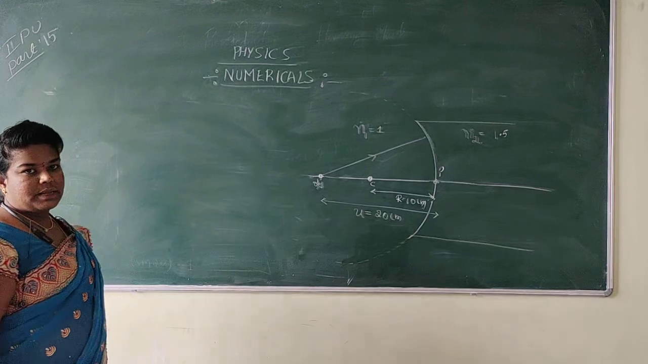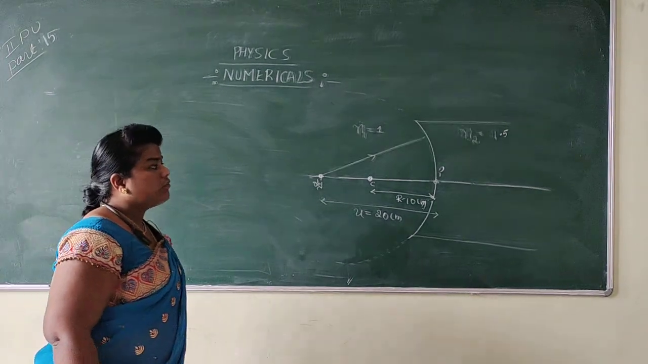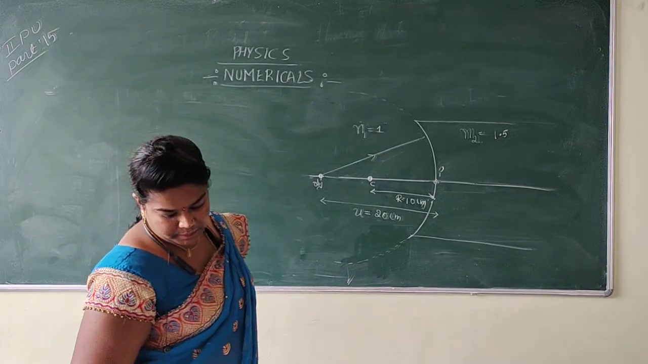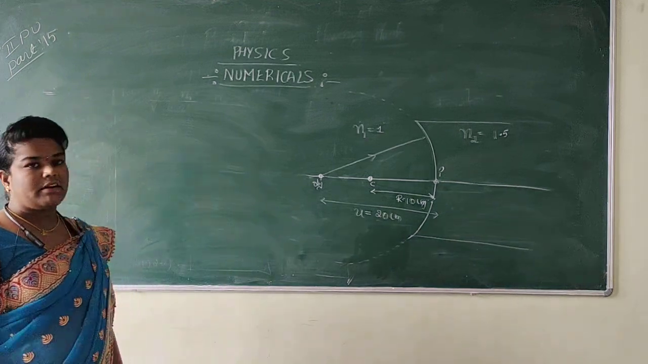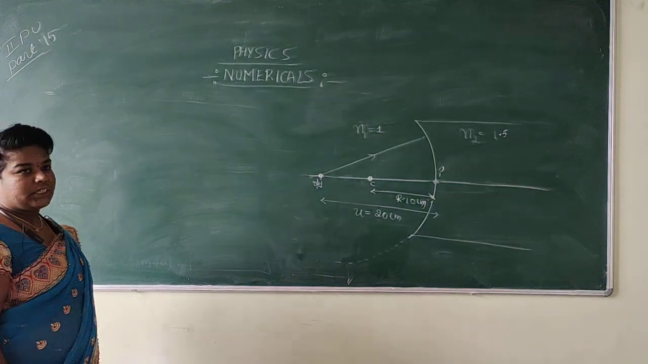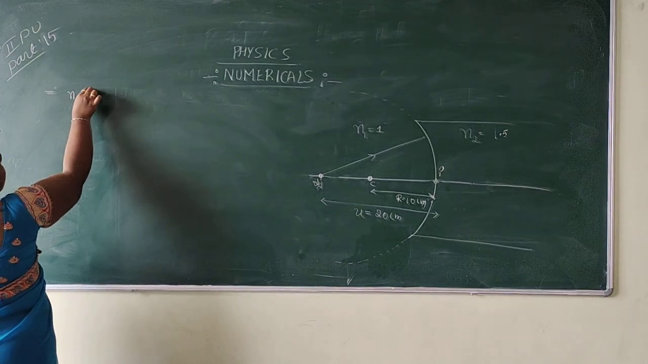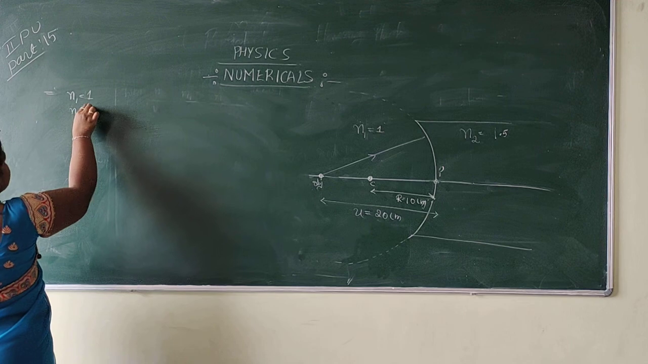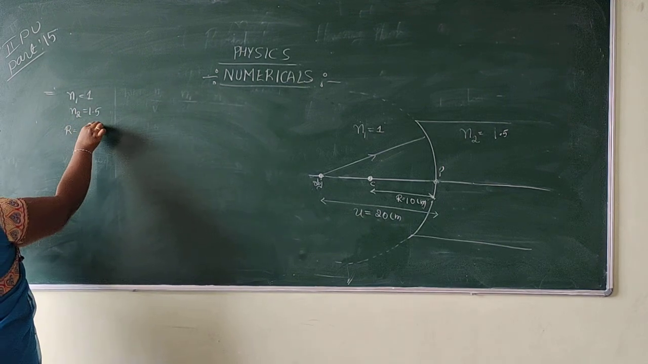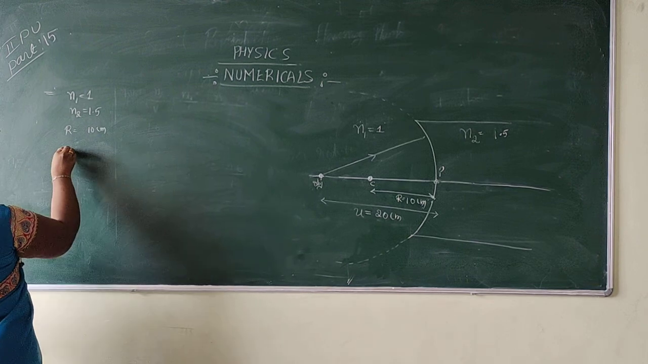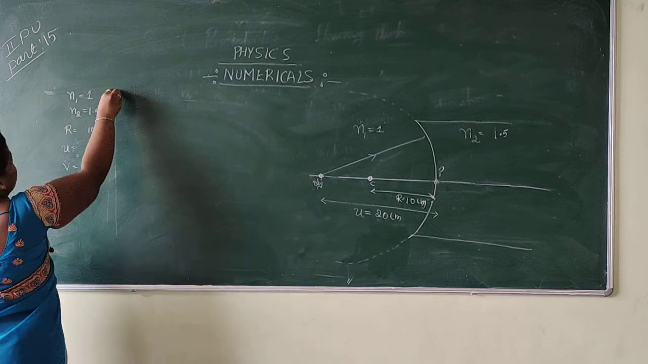So finally we represented everything. Now what is our question? Calculate the position of the image. We have to calculate the position of the image, where the image is formed. See, now let us write the values. What is n1? It is equal to 1. What is n2? It is equal to 1.5. What is r? It is equal to 10 centimeter. What is u? It is equal to 20 centimeter. We have to calculate v. V is equal to question mark.